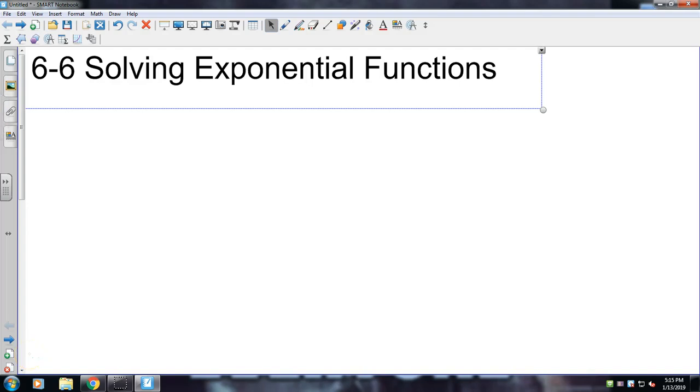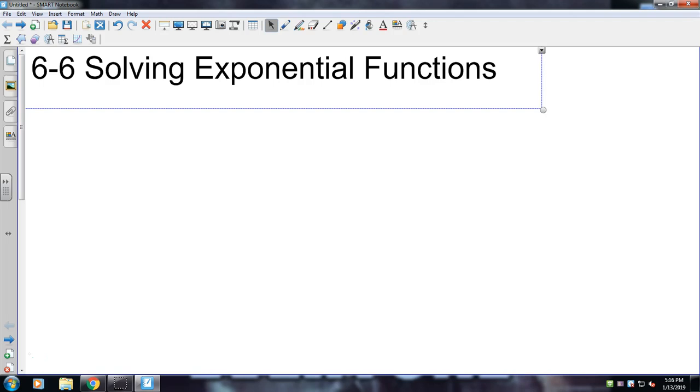Algebra 1, Chapter 6, Section 6. So we're going to look at solving exponential functions. Just a couple more sections left to go in this chapter and we will have it completed. So we're actually going to find values of exponents.